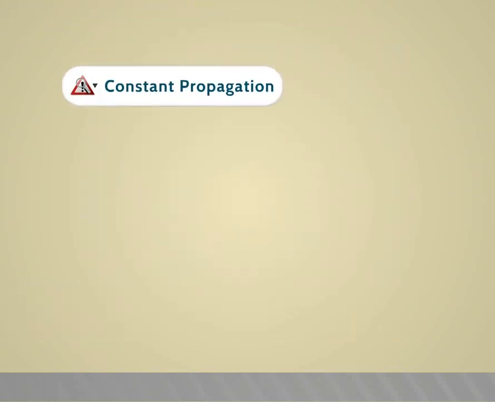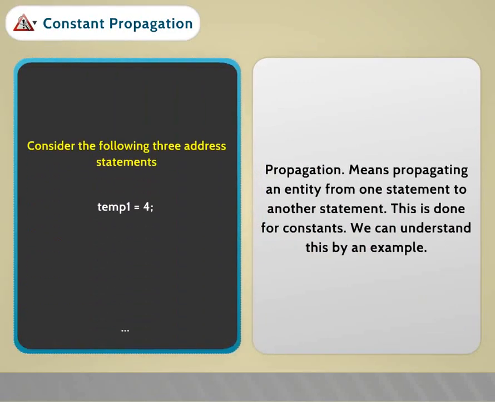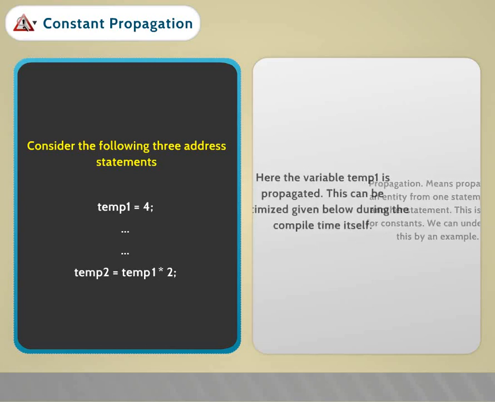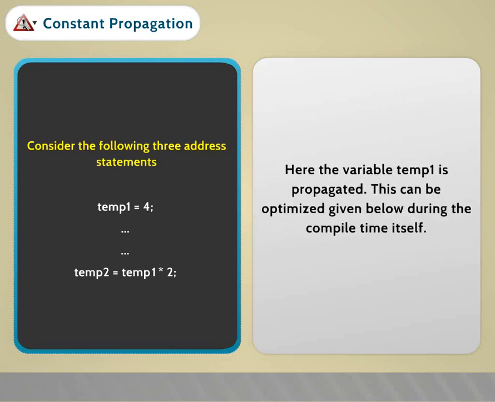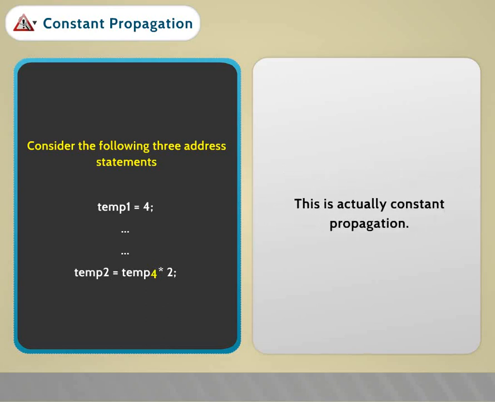Constant propagation. Propagation means propagating an entity from one statement to another statement. This is done for constants. We can understand this by an example. Consider the following three address statements. Temp1 is equal to 4. Temp2 is equal to temp1 pointer 2. Here the variable temp1 is propagated. This can be optimized as given below during the compile time itself. Temp1 is equal to 4, temp2 is equal to 4 pointer 2. This is actually constant propagation.